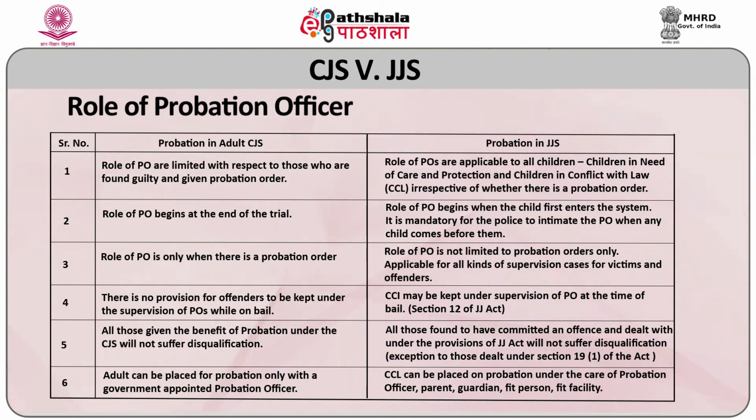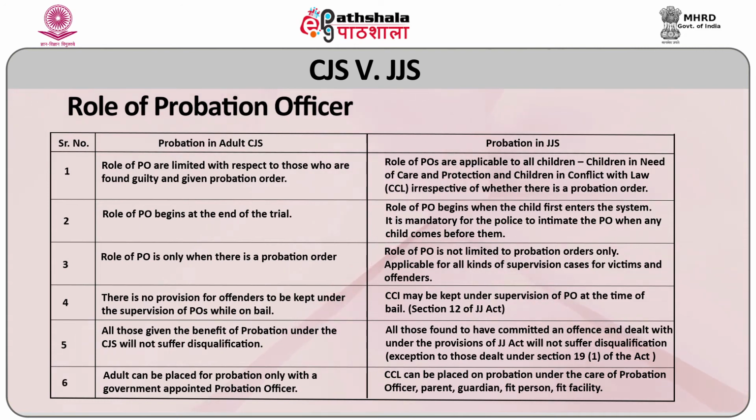The role of the probation officer in the criminal justice system begins at the end of the trial, whereas in the juvenile justice system the role of the probation officer begins right at the time when the child first enters the system. In the criminal justice system, the role is only when there is a probation order, whereas in the juvenile justice system it is not limited to only probation orders.